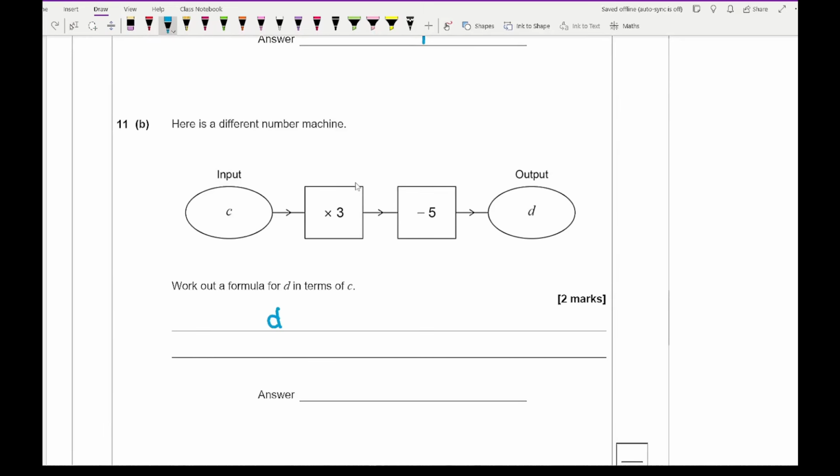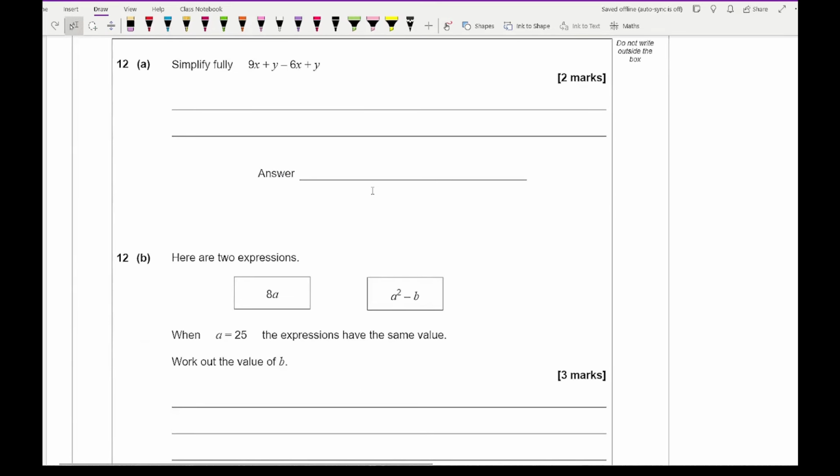So if we start with D, then we just need to combine these two. So I've got C and I multiply that by 3 and then take away 5. So I need to write D equals 3C minus 5. Then for question 12c, it says simplify fully, and we've got our expression here.